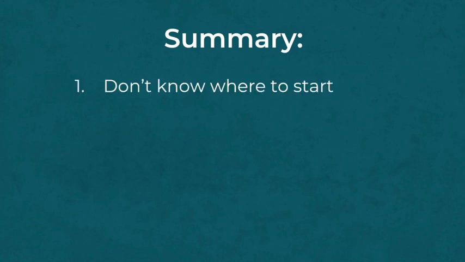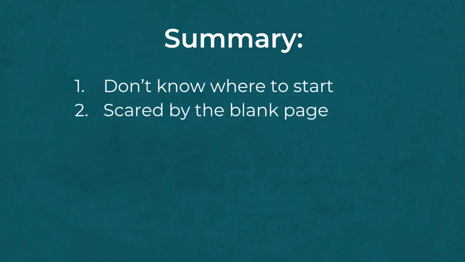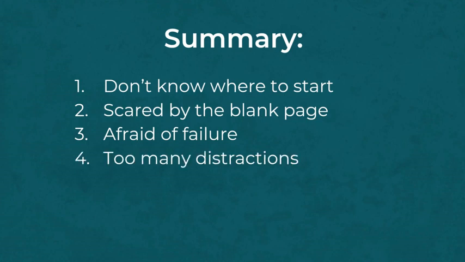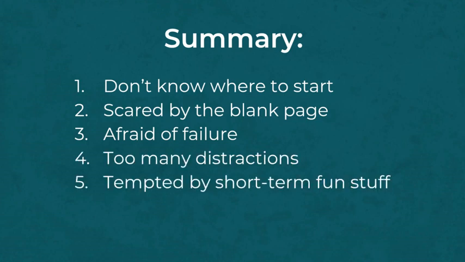So to summarize this video, here are the 6 key reasons why architecture students procrastinate. Number 1, you don't know where to start. Number 2, you're scared by the blank page. Number 3, afraid of failure. Number 4, too many distractions, aka you can't focus. Number 5, tempted by short-term fun stuff. And number 6, it just seems too hard. So I hope that's been really useful for you.